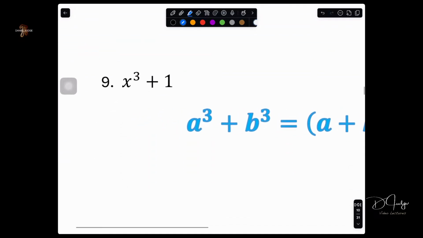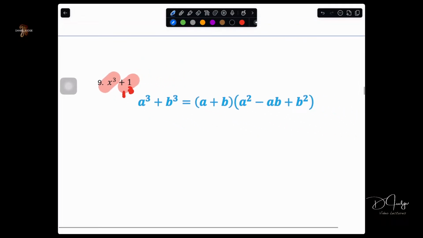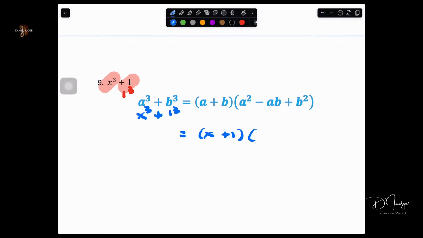Similarly, we got the sum of perfect cubes. Because 1 cubed is the value 1. Perfect cube, 1 to the third power. All right. So replace a with x, replace b with 1. So you really have a cubed plus 1 cubed will equal x plus 1, x squared minus x times 1 plus 1 squared.